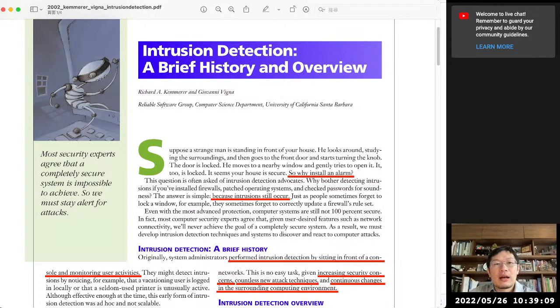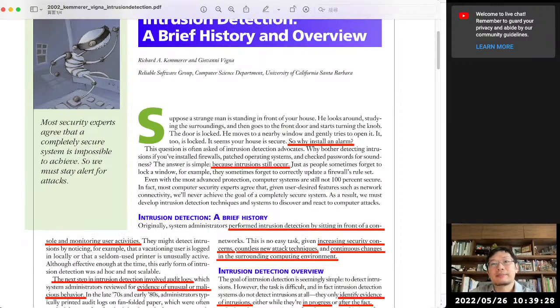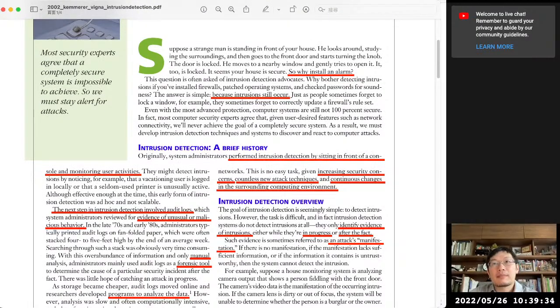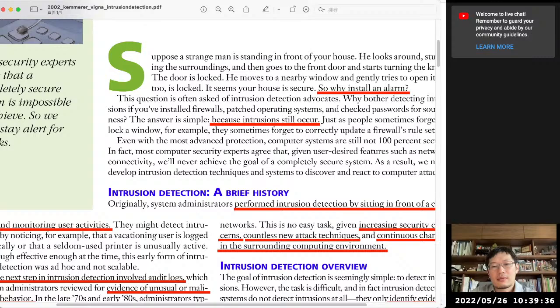R.A. Kemmerer and Giovanni Vigna. They are professors at UC Santa Barbara. Okay, let's take a look at this paper.